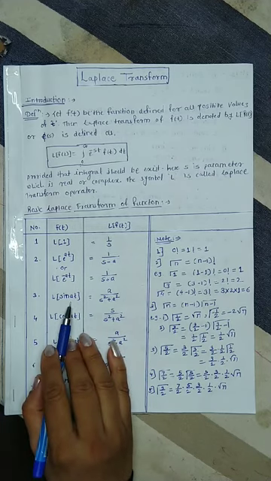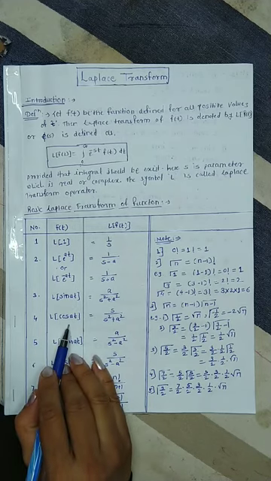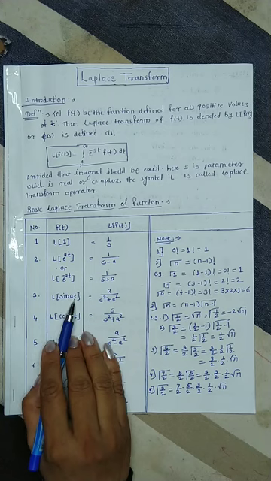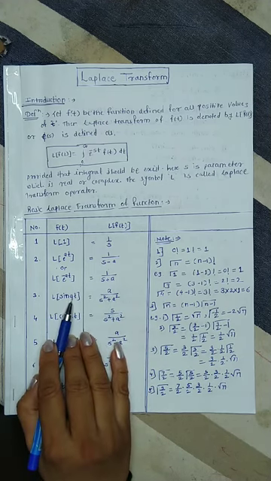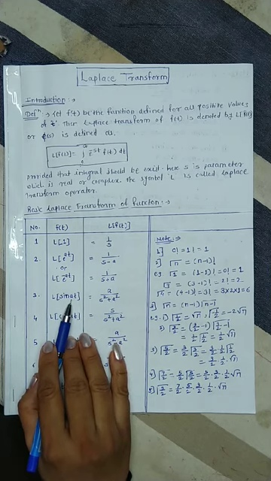Now the third formula is for sine, and the next one is for cos. Laplace of sine at is a upon, what is this a? The angle, the number attached to the t here in the angle.